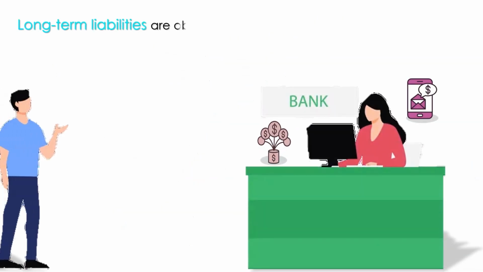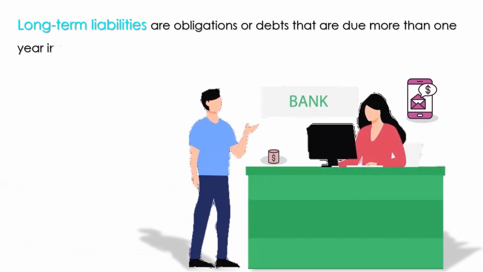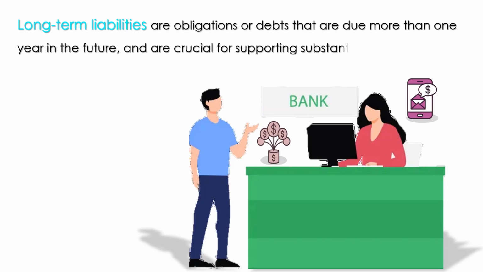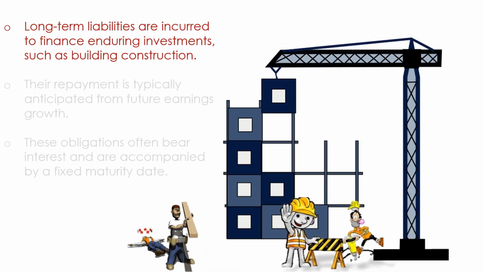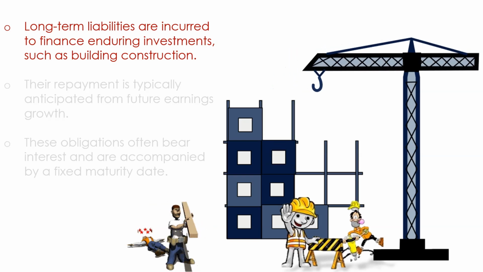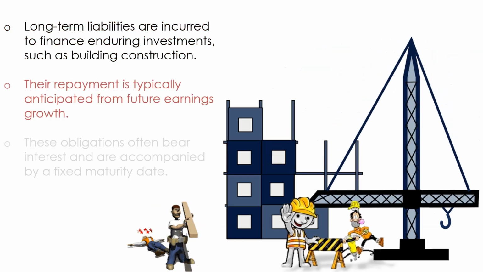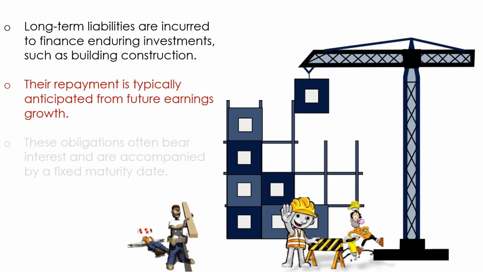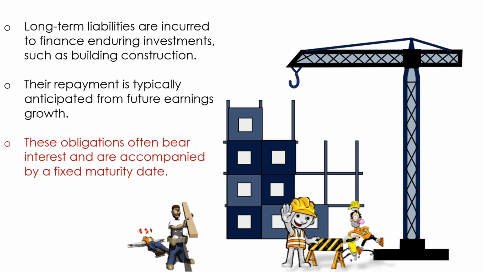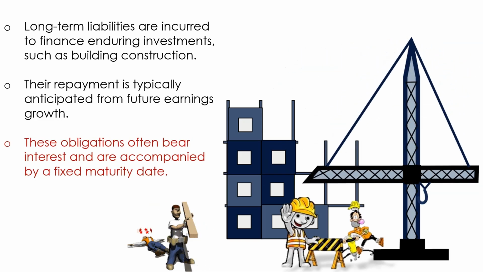The second category of liabilities is long-term liabilities. These are obligations or debts that are due more than 1 year in the future and are crucial for supporting substantial financial commitments. Long-term liabilities are incurred to finance enduring investments such as building construction, and their repayment is typically anticipated from future earnings growth. These obligations often bear interest and are accompanied by a fixed maturity date.